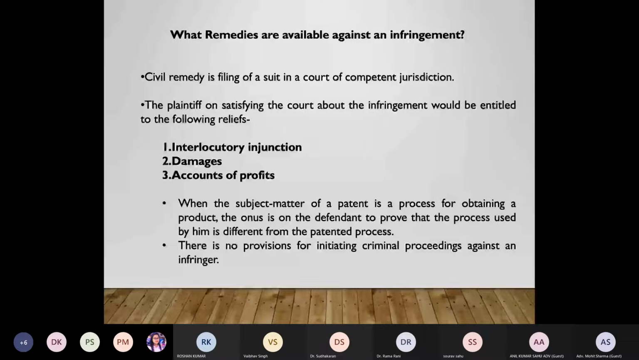Civil remedy is the filing of a suit in a court of competent jurisdiction. Civil remedy includes, when any aggrieved party seeks a remedy for infringement of any trademark or copyright, a suit in a competent court of law for seeking the appropriate remedy. They can seek remedy and relief for interlocutory injunctions, damages, and accounts of profits.